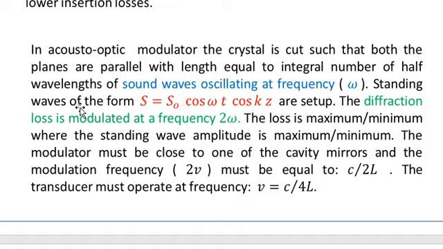So here standing waves of the following form will be set up between the two parallel planes, and these standing waves can be written as S is equal to S naught cos of omega t multiplied by cos of kz, where z is the position between the two planes, and k is 2 pi over lambda, where lambda stands for the wavelength of the sound wave, and omega is the frequency of the sound wave. And this equation is totally based on the acousto-optic modulator. The diffraction loss is modulated at a frequency of 2 omega.